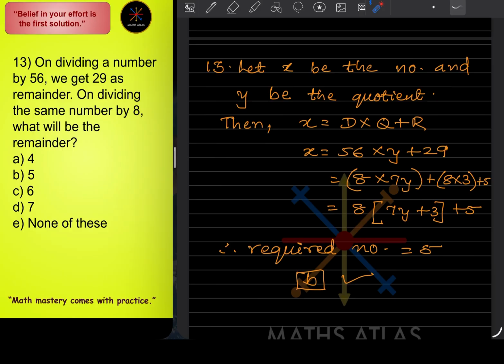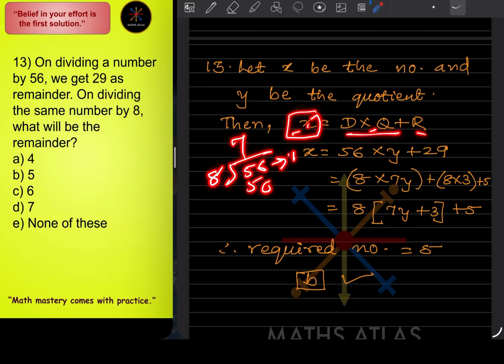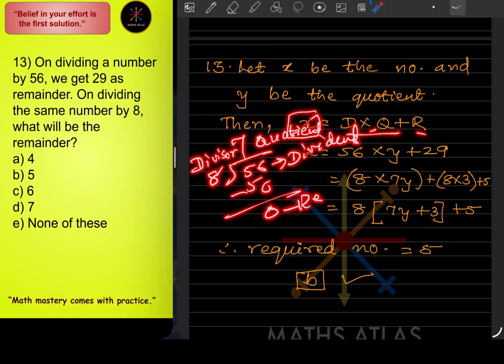So which is the required number? What will be the remainder? This is going to be 5. So the option is B. Just remember, dividend is equal to divisor into quotient plus remainder. So x we are going to take as dividend. Suppose we take 56 and 8. 8 7s are 56. So this is the dividend. I'll write here again. This is the divisor. This is the quotient. And whatever we get, this is the remainder.